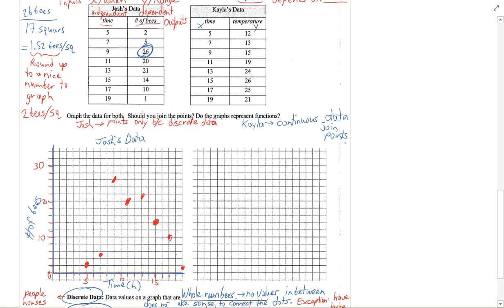There we go. Do I connect the dots? No. Why? Discrete data, because bees are whole numbers, so it doesn't make sense to connect them. Good. Let's do the same thing now for Kayla.